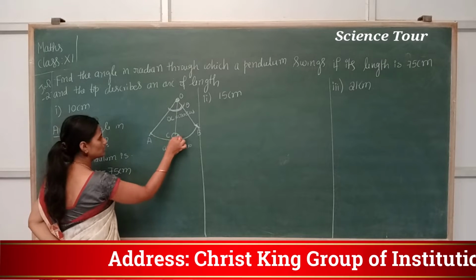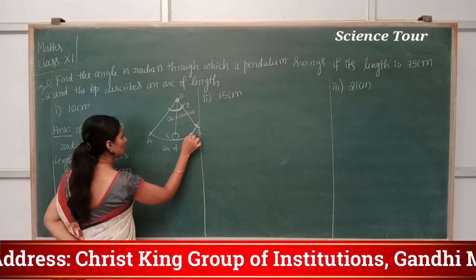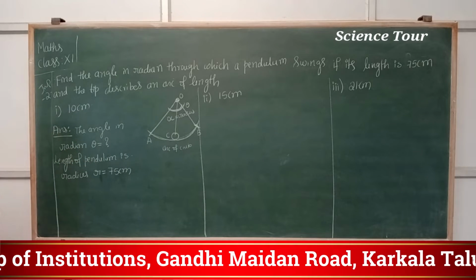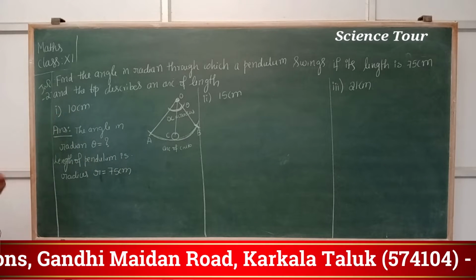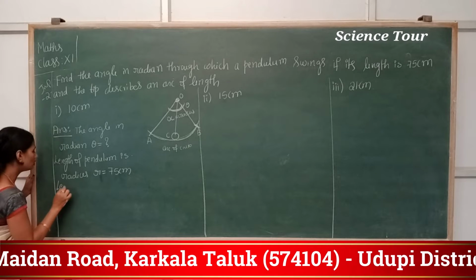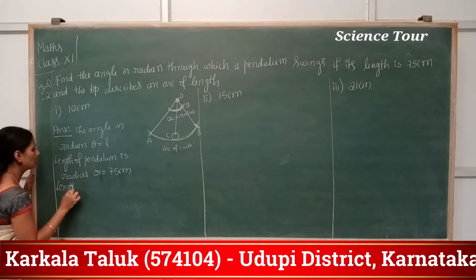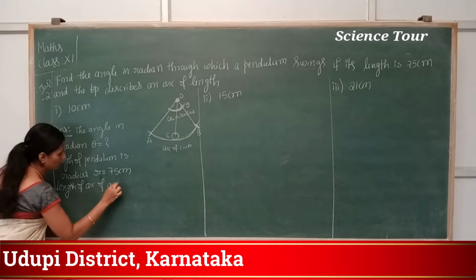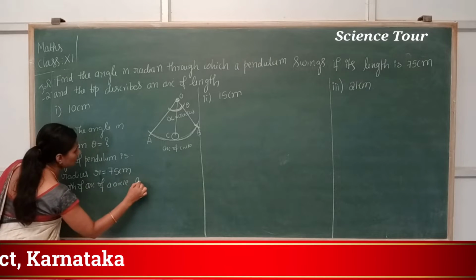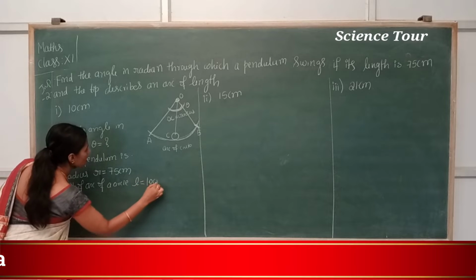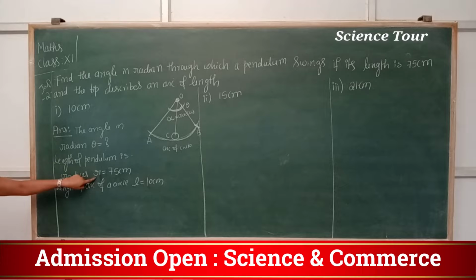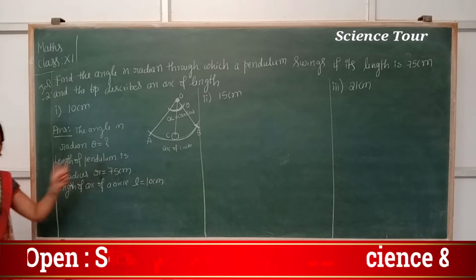And the tip of this pendulum describes an arc of length. How much is it? First one is 10 centimeter. So what is this 10 centimeter? Length of arc of a circle. L is equal to how much here? 10 centimeter. So to find this theta, given r and L, what is the relation?